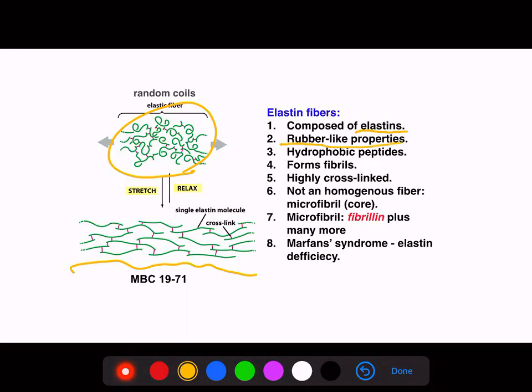Its structure has a rubber-like property, and it is hydrophobic, and they form fibers. Fibrillin is one of the monomers, plus many more. A typical disease that comes from this elastin fiber defect is the one we talked about, cutis laxa, but also Marfan syndrome. It's also an elastin deficiency.